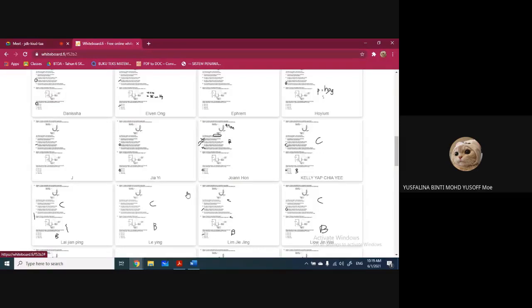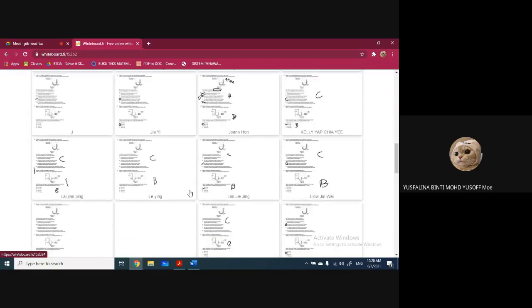You don't need to use the H, O, G, because this one the unit is in Pascal. This one is only cmHg, so you just add or subtract only.